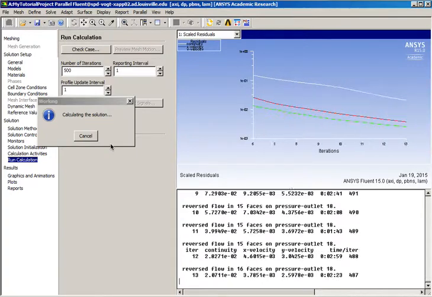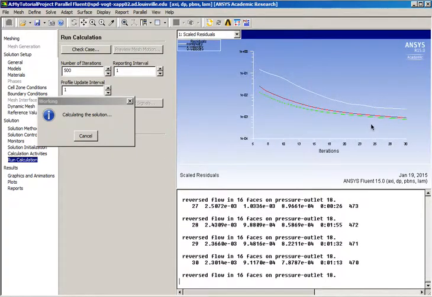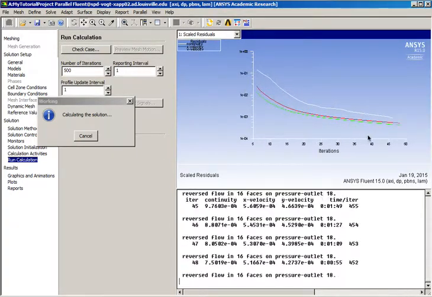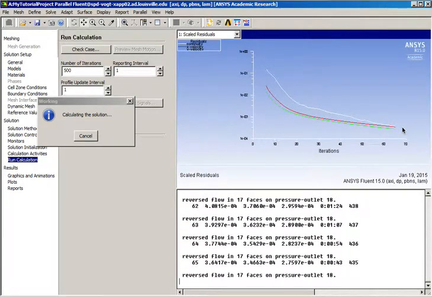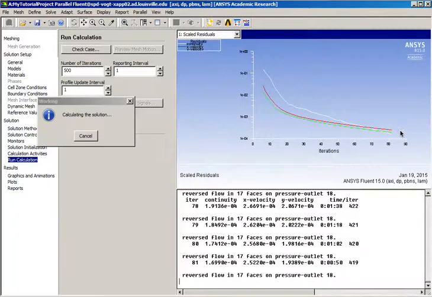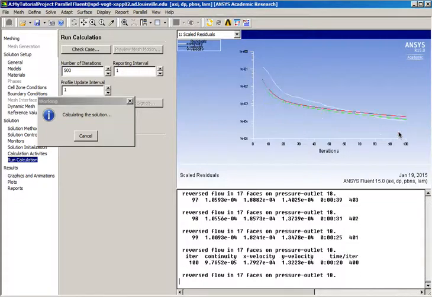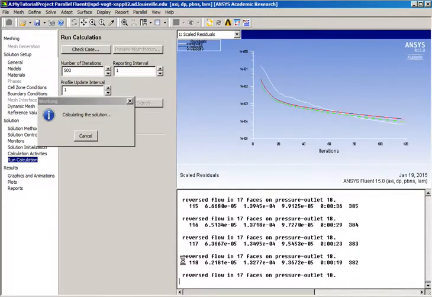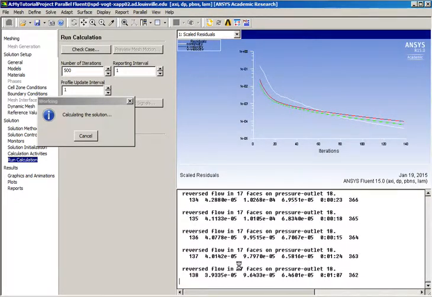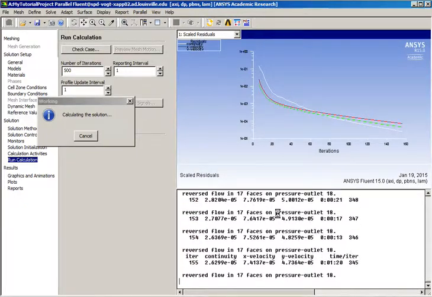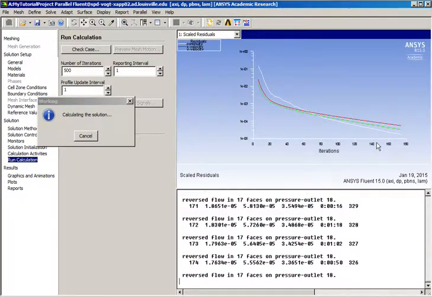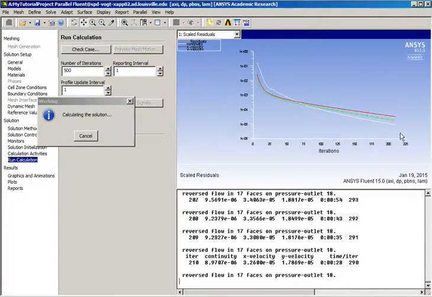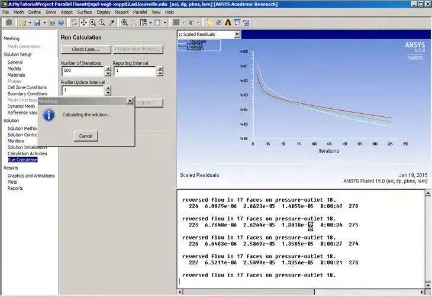Calculating solution. Oh, good. And these are the residuals, the difference in X and Y velocity from one iteration to the next as it goes on. And it's gone up to about 100. I put 500, which might be a little bit excessive, but these residuals still keep getting better. They haven't really stabilized. They're just going farther and farther down. But we'll be here a while.